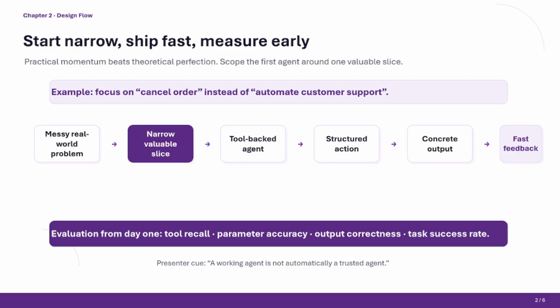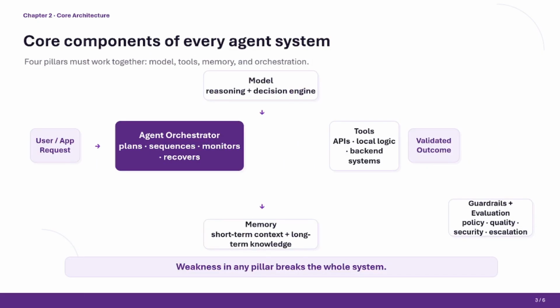So the messy problem is the starting point, and the narrow valuable slice is the context. So narrow the problem into context, and then there's a tool for the context, and then the agent takes action, implements the tool based on the context, and gives you a concrete output through validation. Then you have the feedback.